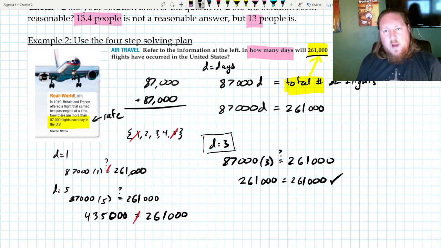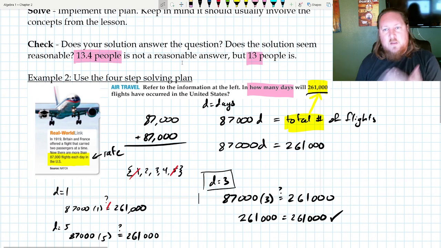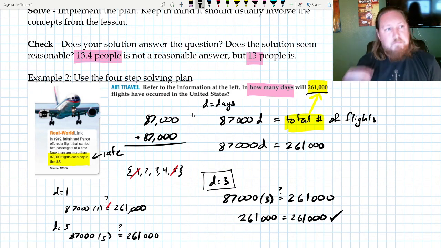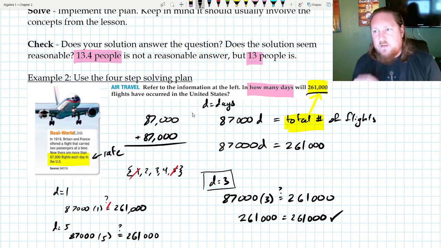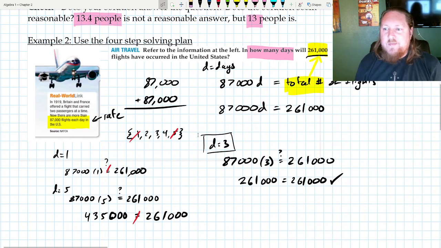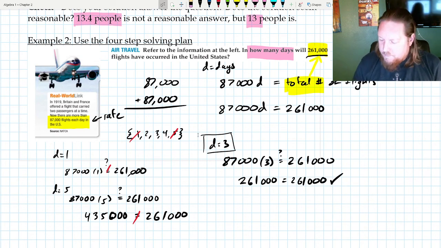What I want to do now is ask, does that solution seem reasonable? Does it really answer the question? How many days will 261,000 flights have occurred in the United States? 3 days. Yeah, that makes sense. I'm not trying to answer in weeks or years. Fractions of days would have been passable on this, right? But now we just want to write the answer out.